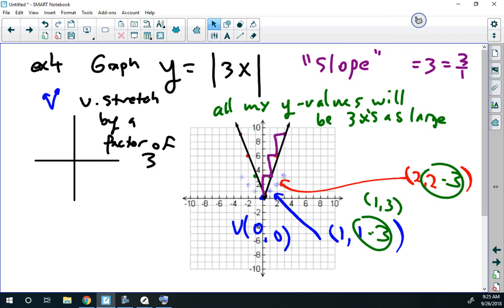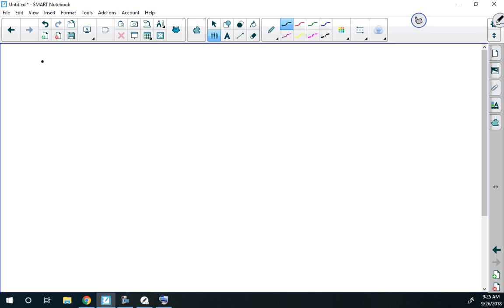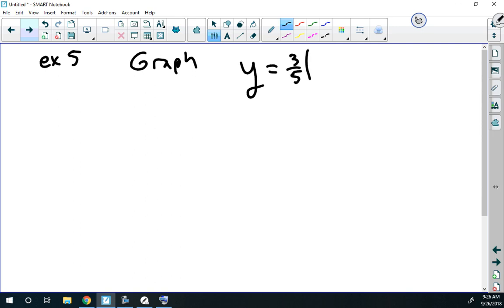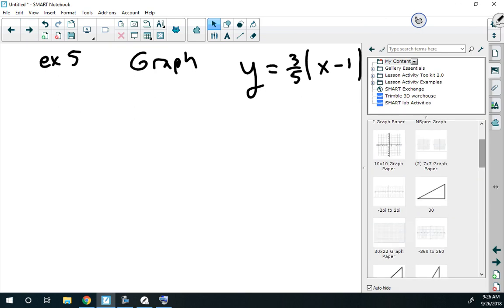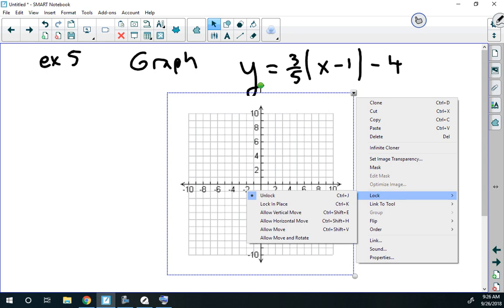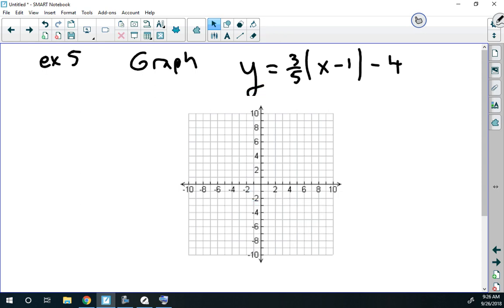Cool. So if I'm being honest with you, graphing these absolute value functions using relative graphing, using all the things we talked about the last 2 days, they're really not that bad to graph. Let's try 2 more. Example 5. Graph y equals 3/5 times the absolute value of x minus 1, minus 4. And I know you're thinking, dude, fractions, oh no, I'm scared. Fractions aren't that bad, believe me.